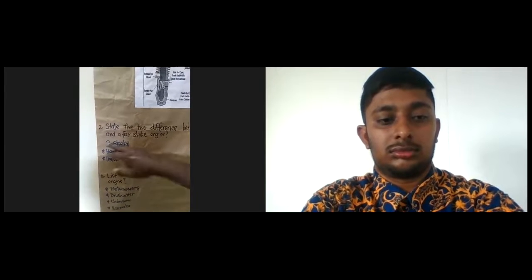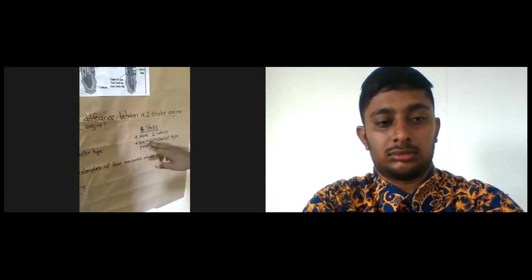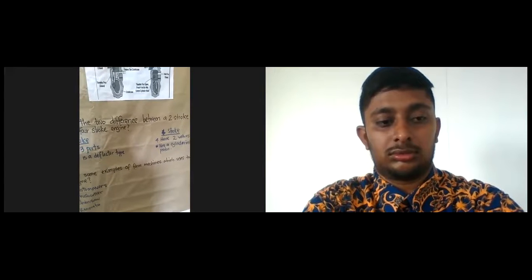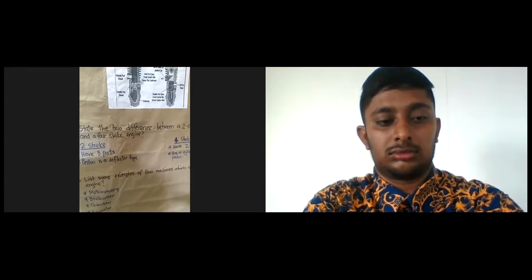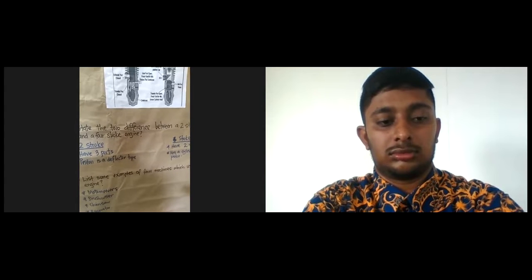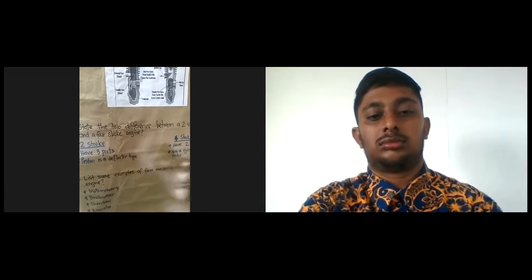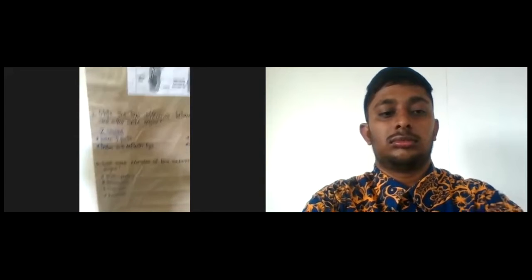And the second one says the piston is a deflector type, right? In a two-stroke engine, the piston is a deflector type, whereas in a four-stroke engine, it has a cylindrical type piston. So class, in the notes I think around 4 or 5 differences between two-stroke and four-stroke have been given, but at least you should know 2, right class?